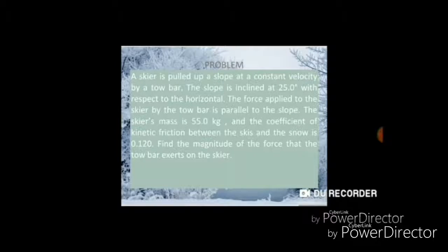Frictional forces. A skier is pulled up a slope at a constant velocity by a tow bar. The slope is inclined at 25 degrees with respect to the horizontal. The force applied to the skier by the tow bar is parallel to the slope. The skier's mass is 55 kilograms and the coefficient of kinetic friction between the skis and the snow is 0.120. Find the magnitude of the force that the tow bar exerts on the skier.